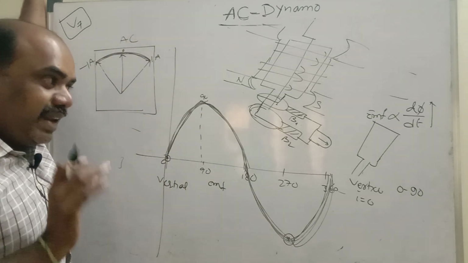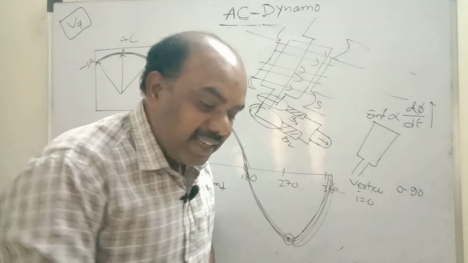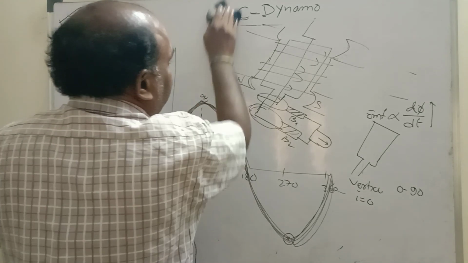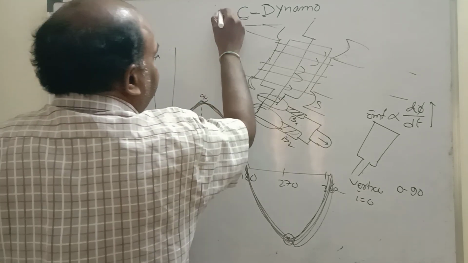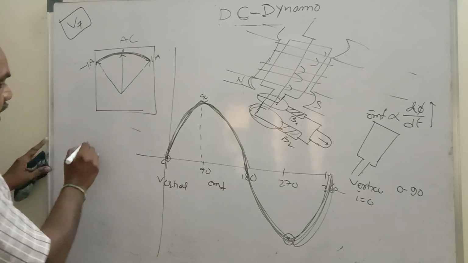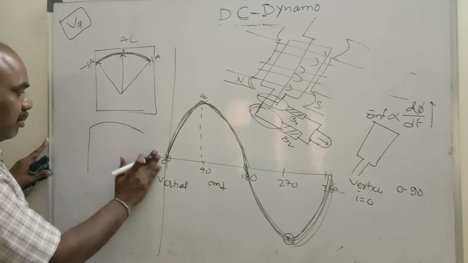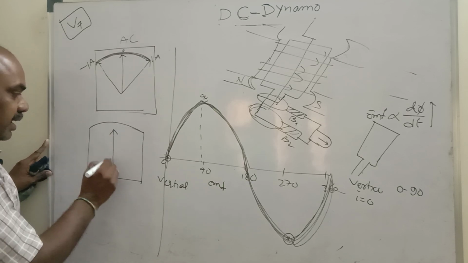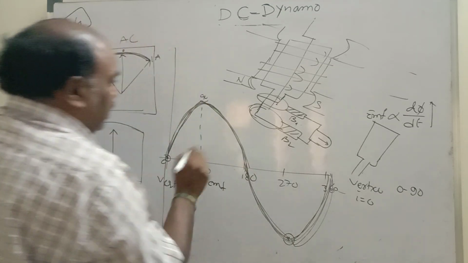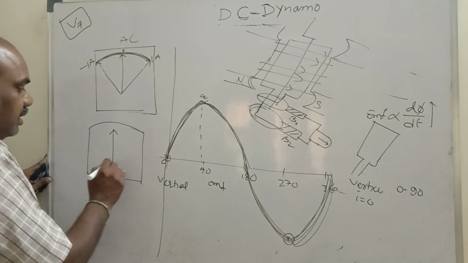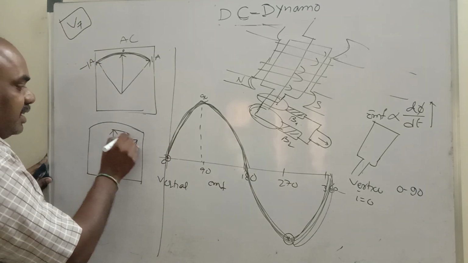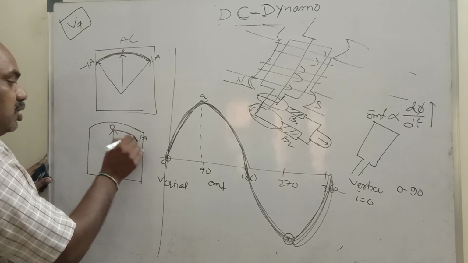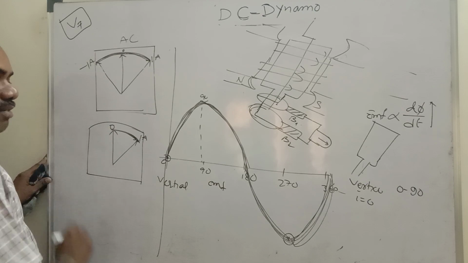Understand, children? Very important. There is a small alteration in the DC dynamo. Just we will check it out. See, in the DC dynamo what will happen? Just we will compare. Here the same galvanometer I am taking. This is the galvanometer indicator. Here if you connect the galvanometer, the deflection will be like this: 0 to maximum, maximum to 0, 0 to maximum. Only one direction. It will not be in reverse.